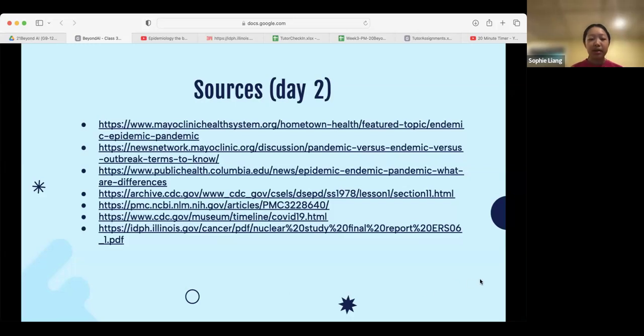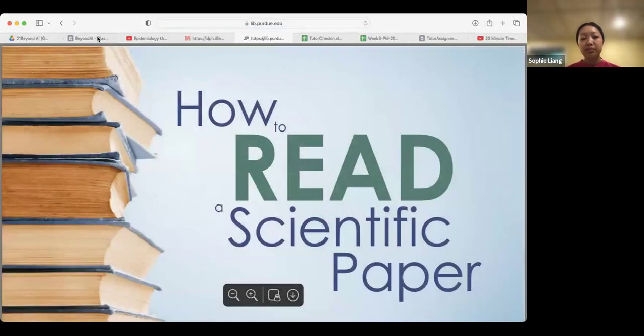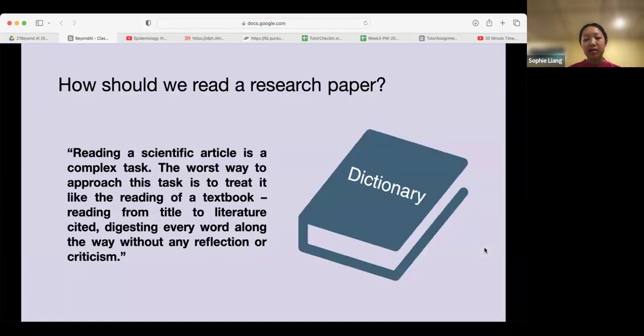Okay, so here's the sources for that section. And then we're going to look at how to read studies or scientific papers. Oh, should have done this before. But these slides are adapted from the Purdue University slides. They're linked here. Yeah, so just want to give credit to that. And then here's our credit slide. So how should we read a research paper? Oh wait, before we continue, does anyone have questions on epidemiology? No? Okay. So how should we read a research paper?